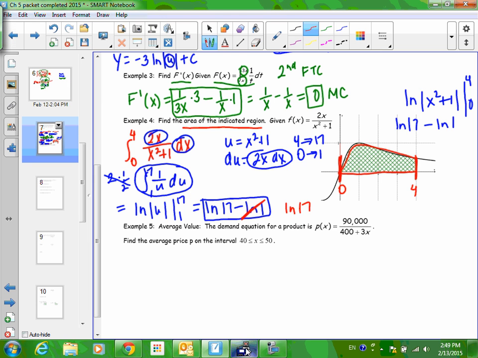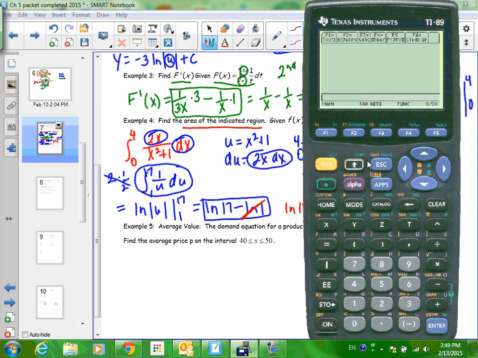And when we plug this into our calculator, we're going to get natural log of 17. So I'm going to go to F3 and I'm going to integrate 2x. Now when you hit divided by, remember the denominator is more complicated than just one thing. So we got to go x squared plus 1 in parentheses, plus 1. So there you go, like that. And then we're going to go comma x, comma 0, comma 4.